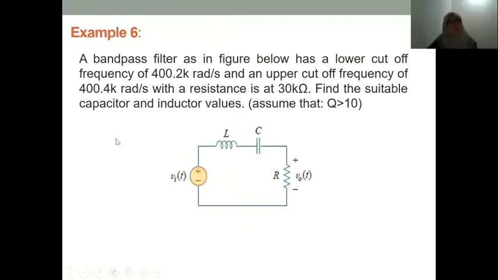Example 6. You have a band pass filter as in the figure. This is the band pass configuration, which has a lower cutoff frequency of 400.2 kilo radian per second and an upper cutoff frequency of 400.4 kilo radian per second, and the resistance is 30 kilo ohm. Find the suitable capacitor and inductor values, assuming that your quality factor is larger than 10.